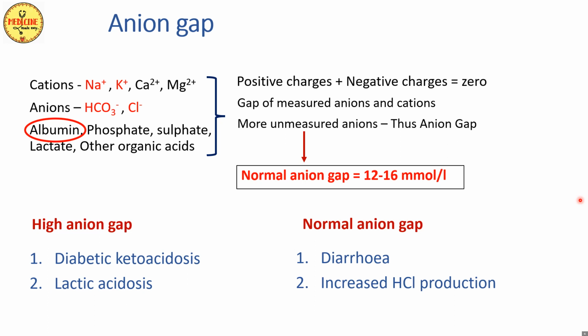And also increased HCl production. You can see, you can measure the chloride ions. So here you are not producing any anion that cannot be measured. So these two would be good examples for normal anion gap acidosis. Again, I am emphasizing that this list could go on and on, but I am not boring you with those huge lists because this video is to teach the main concepts.